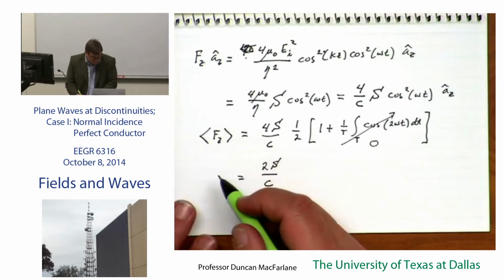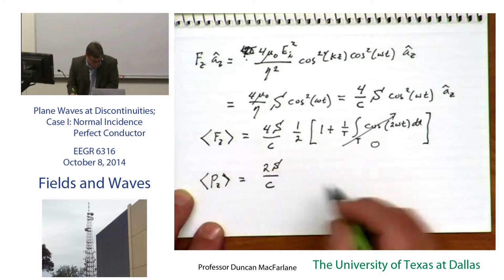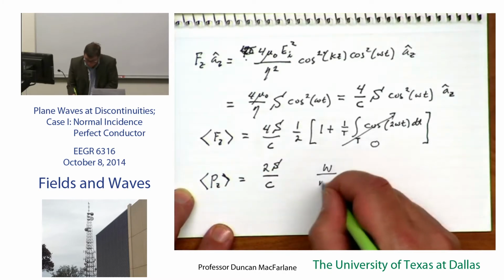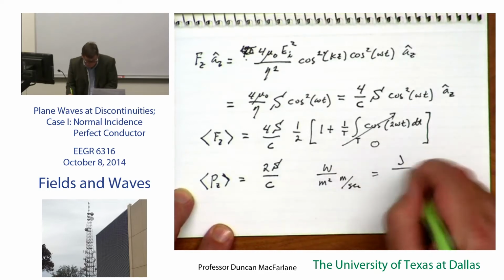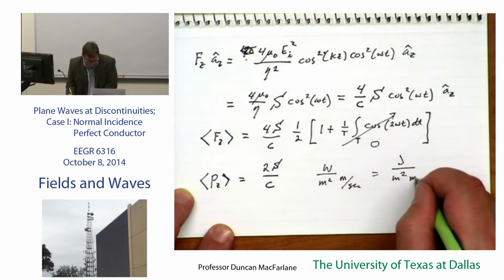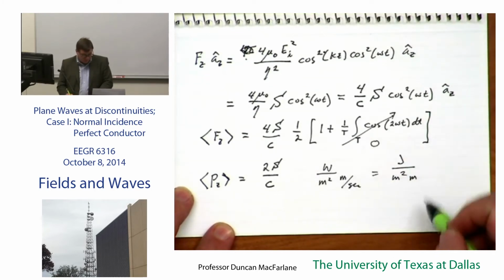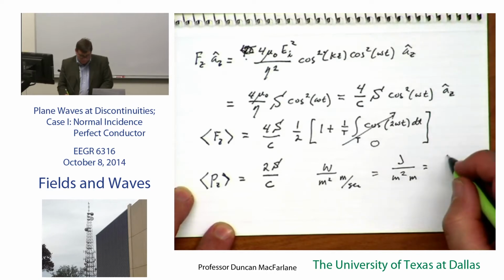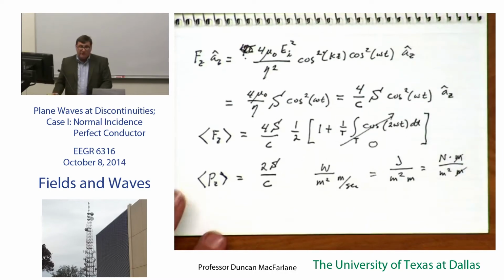Now, I've been calling this a force, but if I'm careful about my units, watts per meter squared, meters per second, joules per meter squared meters. Watts times second is a joule, and that's equal to a Newton meter. Meter squared, meter, those guys cancel. So really, that's what we've been talking about. A force per area is actually a pressure. Okay?